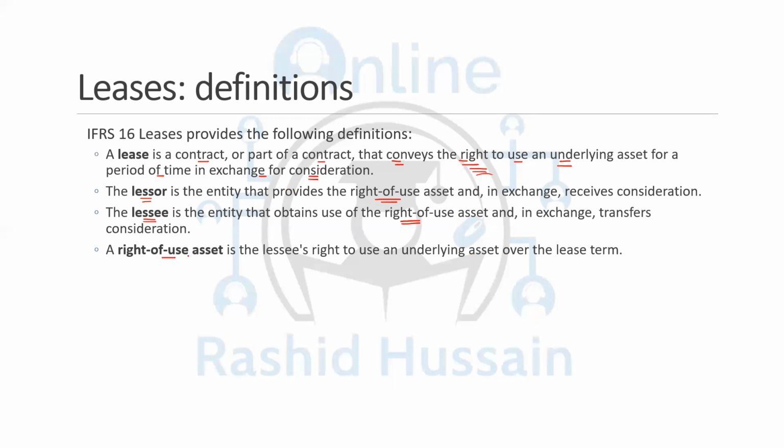The right-of-use asset is the lessee's right to use an underlying asset over the lease term. For example, I'm leasing a machine for a period of 5 years. That means I'm getting a right to use that machine for 5 years. Right-of-use asset means the right to use that asset. So these are the definitions.